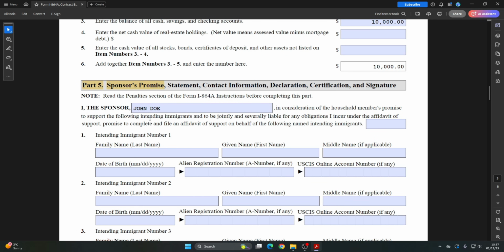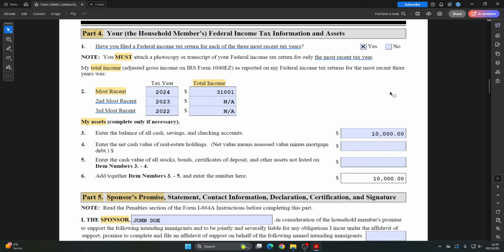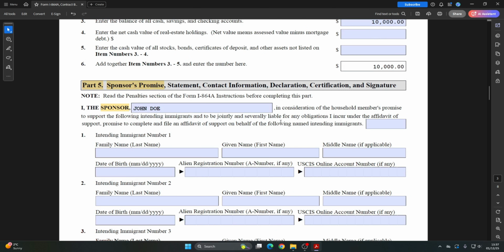And if the sponsor has to fill out separate affidavits of support, then you as a household member will also have to fill out separate I-864A forms and attach one to each of the affidavits of support completed by the sponsor. If your sponsor is sponsoring multiple people on different affidavits of support, do not combine the numbers into one I-864A contract from different original affidavits of support.